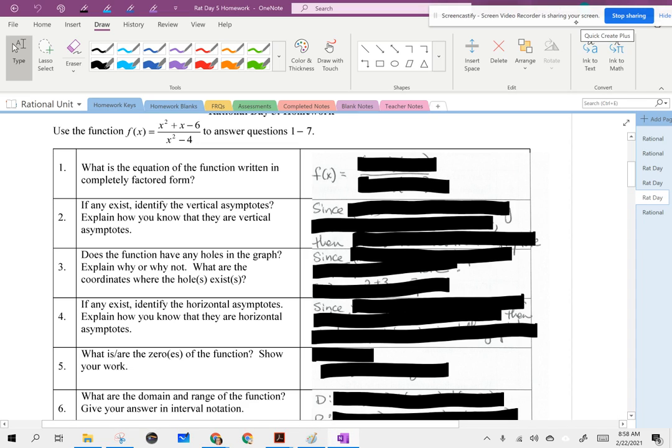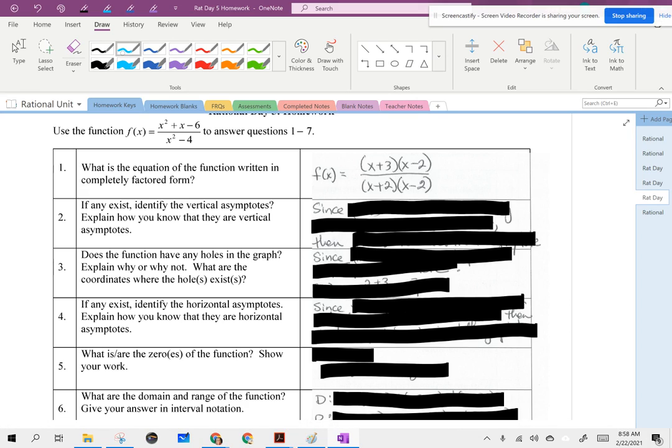All right, so this is day 5 homework, and so I'm going to ask you to read question number 1. What is the equation of the function in factored form? Okay, so hopefully you are able to get to equation 1. Number 2, if any exist, identify the vertical asymptotes and then explain how you know that they are vertical asymptotes.